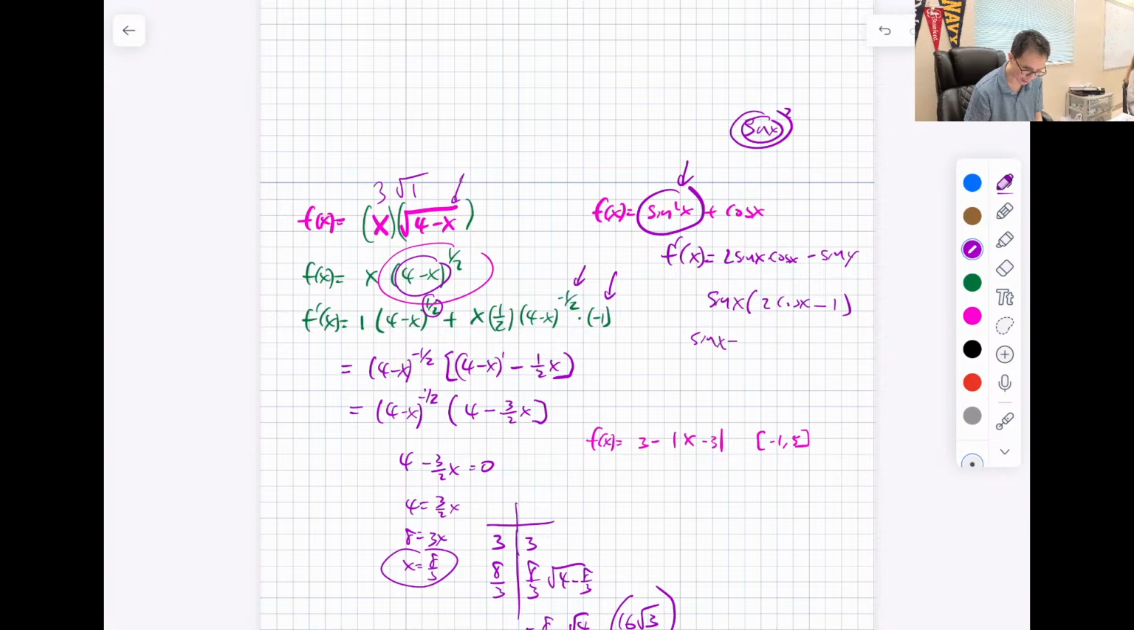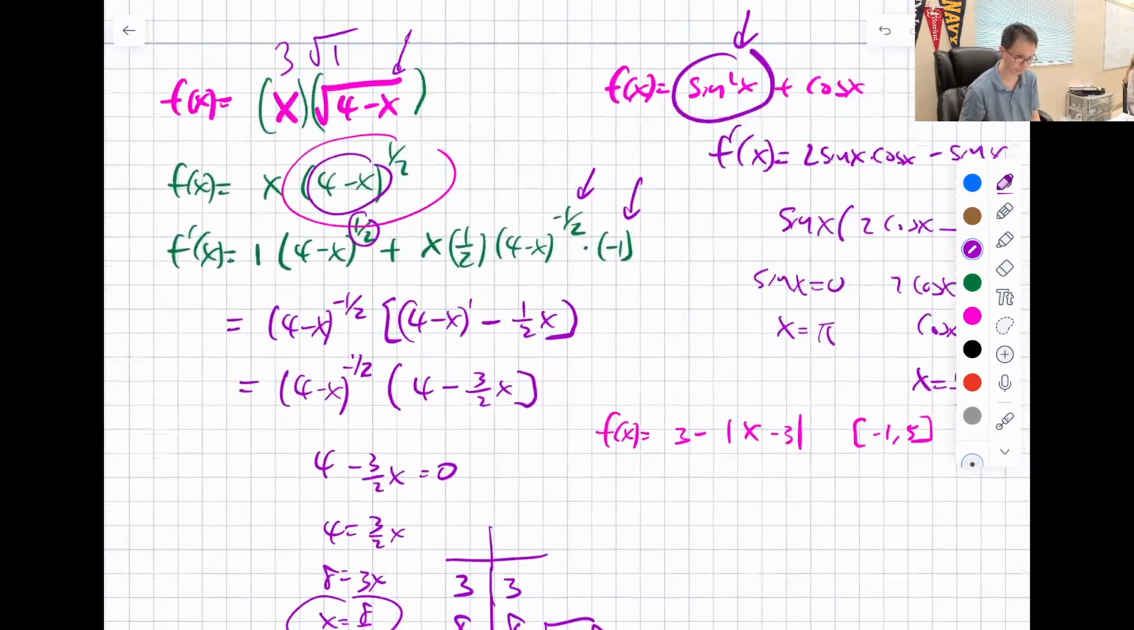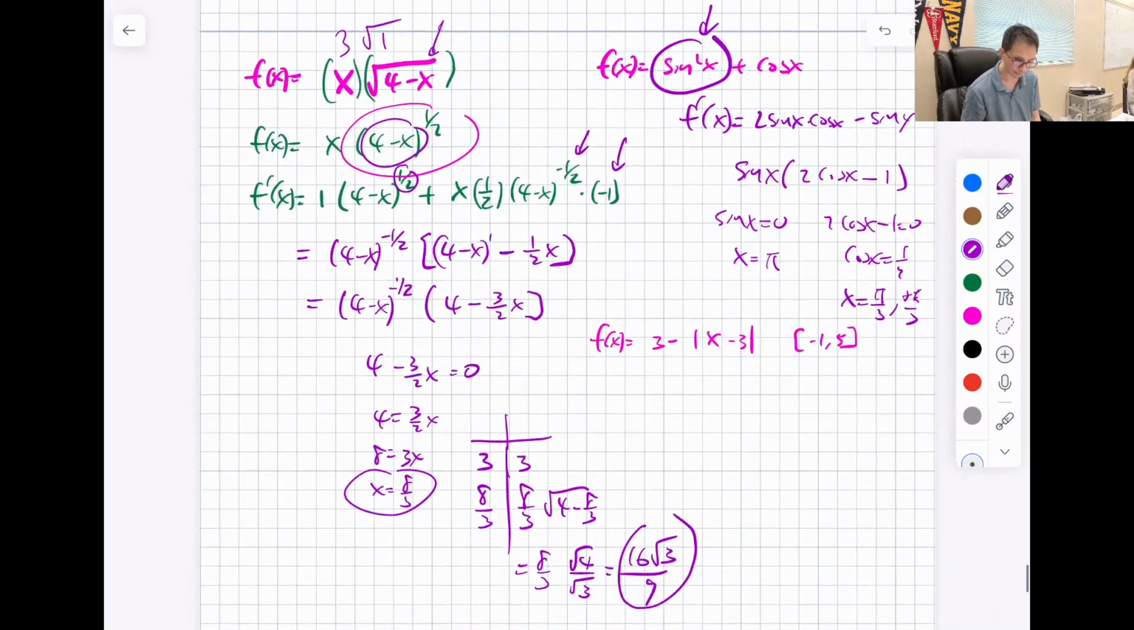Sine of x equal to 0, x equal to pi. And 2 cosine of x minus 1 equal to 0, cosine of x equal to 1 half, x equal to pi over 3 and 5 pi over 3. And this is how you get this one. This one's a harder one.